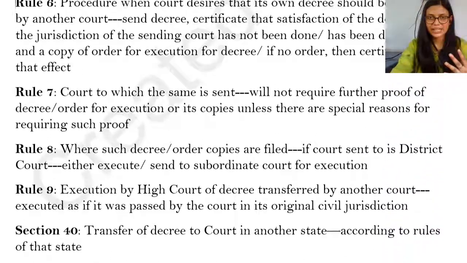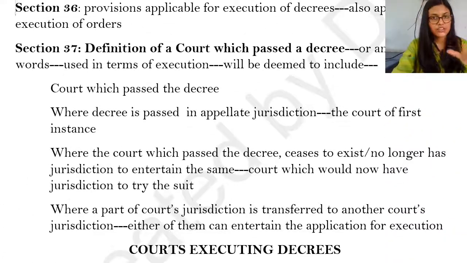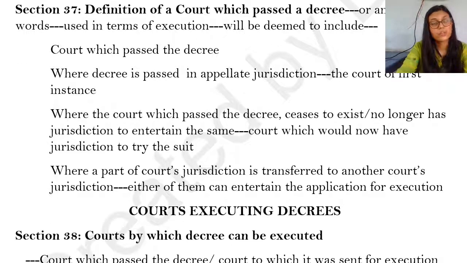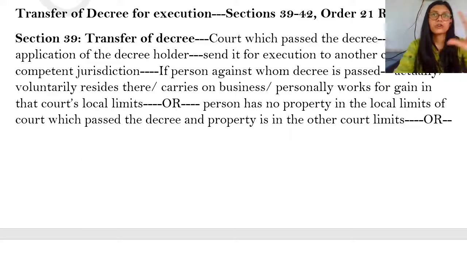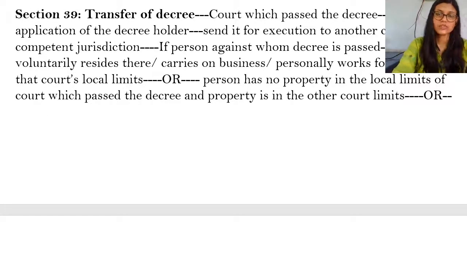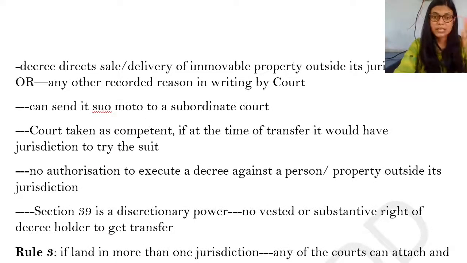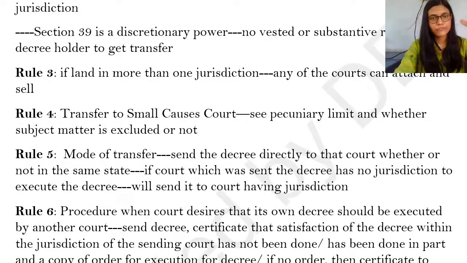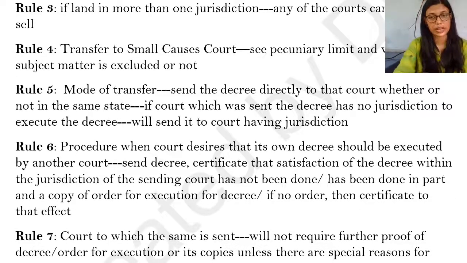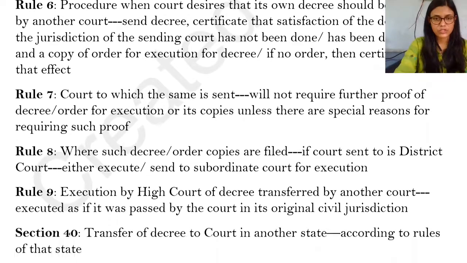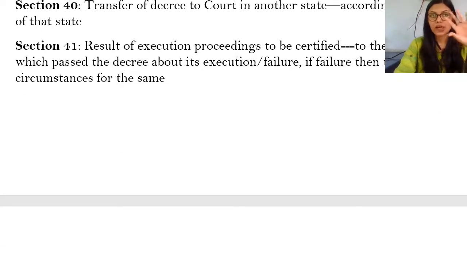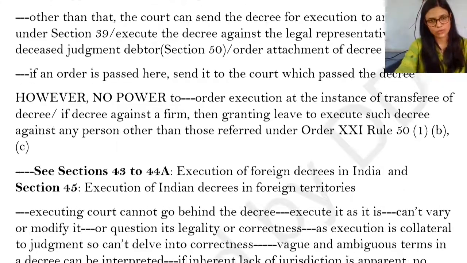So this was the first head that we covered, where we first understood the definition of a court which passed the decree. There were 4 pointers there. Then section 38 is covering which courts can execute a decree. Then we saw that because it is a court which passed the decree and where it can be transferred, we saw the transfer provisions. How can you deal with the transfer? Section 39, when the decree holder is applying for the same and it is a discretionary power. Then you saw rules 3 to 9, different procedures when the land is in more than one jurisdiction. What would be the mode of transfer? What would be the procedure there? What will the court do there, when it has been given to it, etc. So I hope you could understand what is dealt with in the court's execution of a decree.